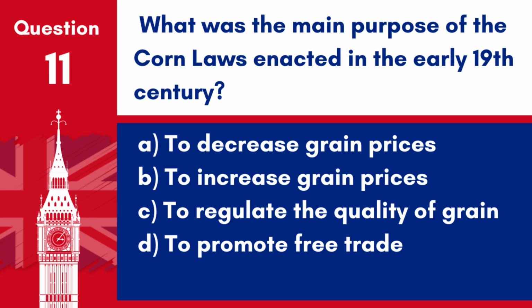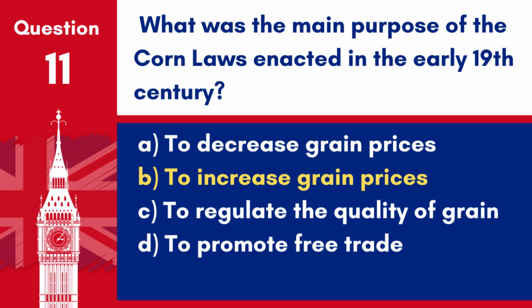Question 11. What was the main purpose of the Corn Laws enacted in the early 19th century? A. To decrease grain prices. B. To increase grain prices. C. To regulate the quality of grain. D. To promote free trade.